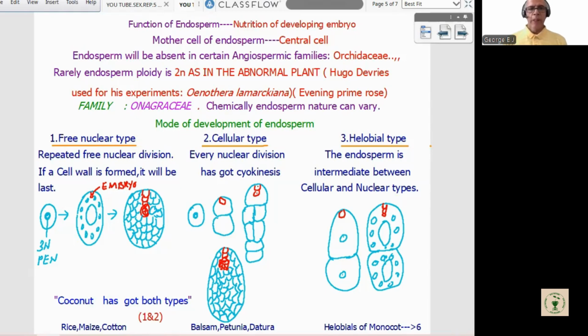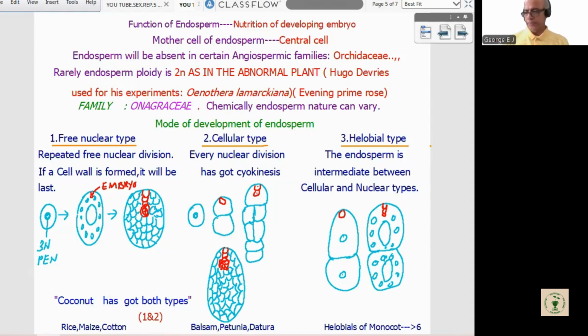That is why I told. So the ploidy of the endosperm in Oenothera, evening primrose, is diploid. And this Oenothera belongs to the family Onagraceae, not in our syllabus. Now, next we have to proceed with how the triploid endosperm develops. 3 methods are available. NCERT wise, basically 2. But a third method is also available.